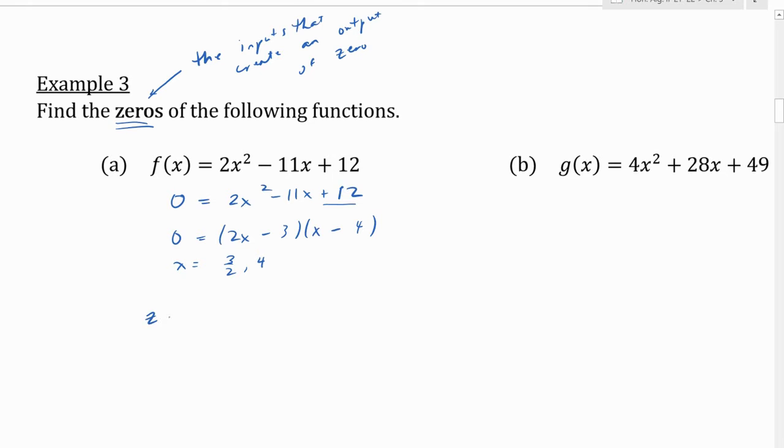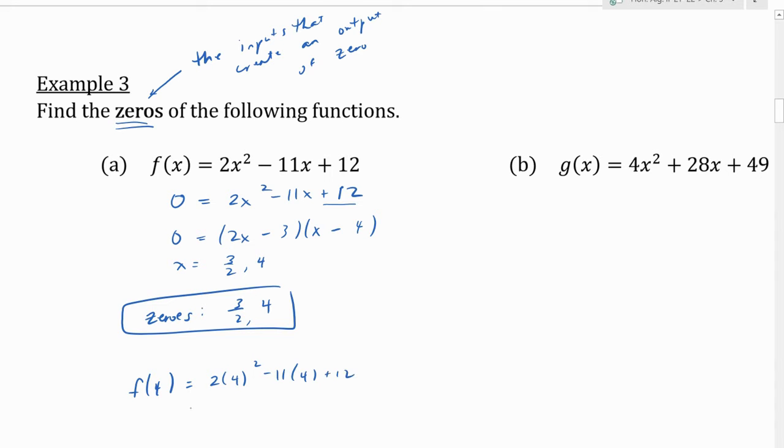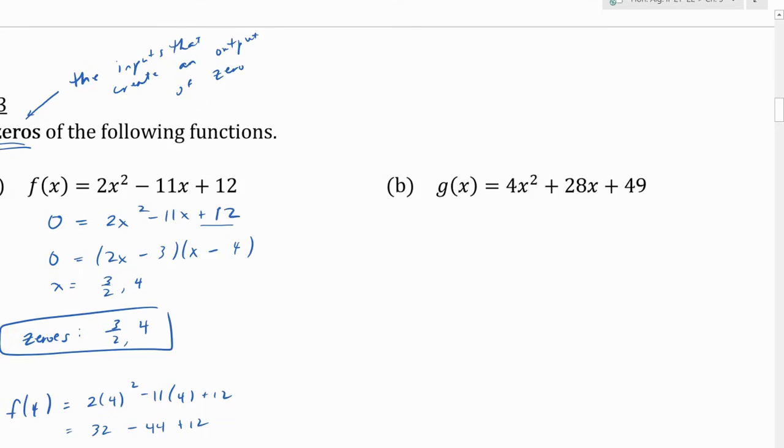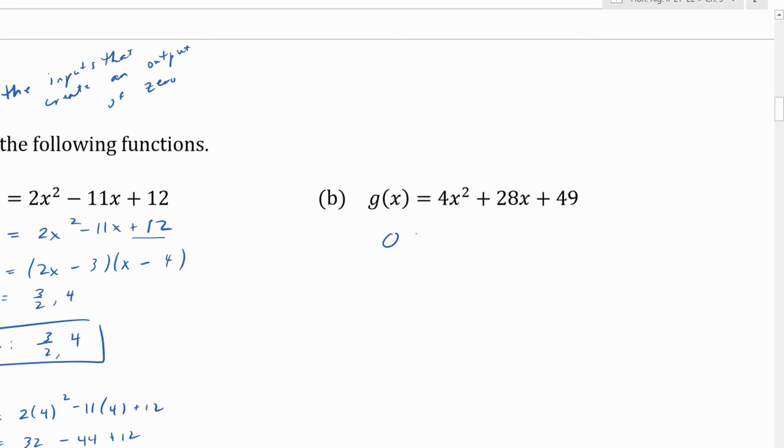So my zeros are 3/2 and 4. And what that means is, I'm going to pick the easier one to plug in. If I plugged in the 4, let's see, 16 times 2, that's 32 minus 44 plus 12. Yep. So that's the x value that gives me a function value of 0. Okay. All right, this one, same thing.